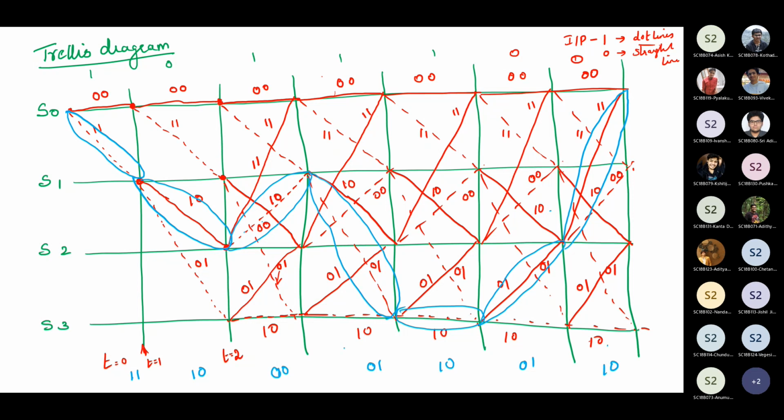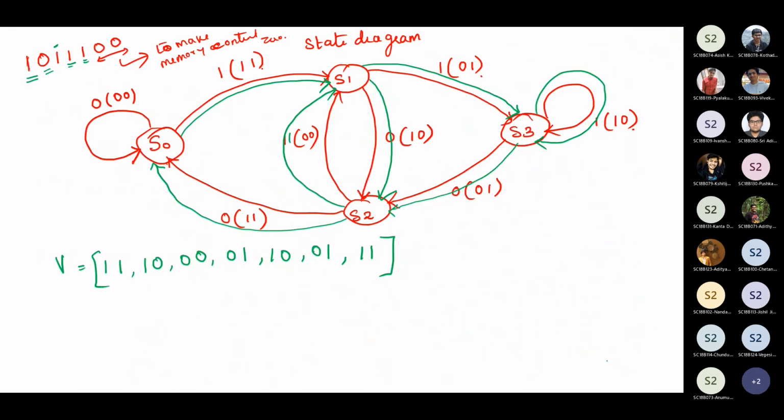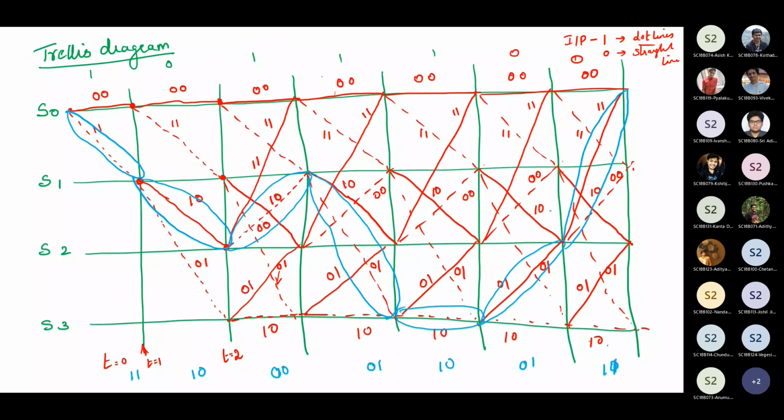So let me once again check the output. 1 1. Last one is 1 1, ma'am. First one is 1 1, right? 1 1. Correct, right? I have written. Next one is last one. Yes. 1 1 1 0 0 0 0 1 1 0 0 1 1 1. Okay. So with this one, our encoding is over.